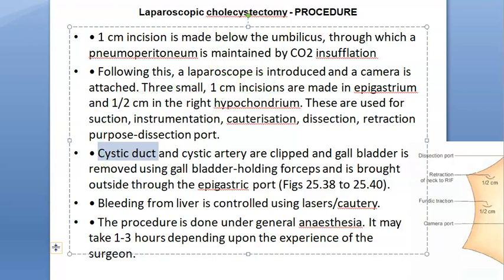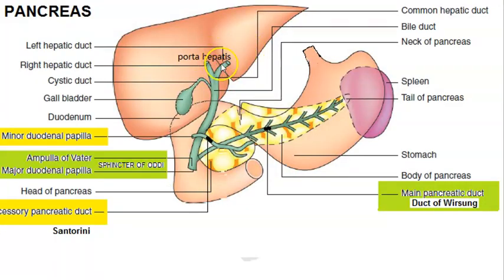Okay, whatever ducts we showed you that time, see the right hepatic duct, left hepatic duct becomes the common hepatic duct. Then the bile duct to which the cystic duct opens. Then you have come down here. Then you will have the opening of the pancreatic duct, that is the sphincter of Oddi.